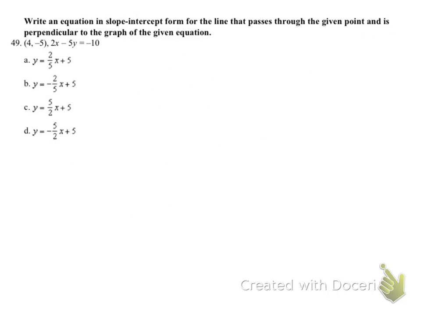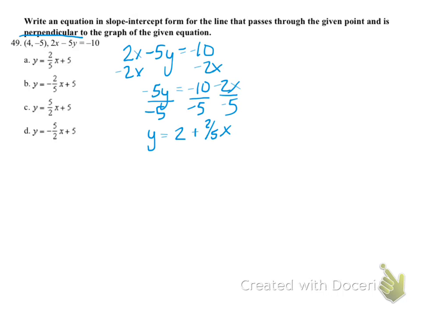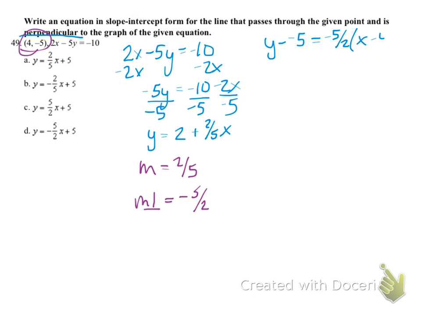Last problem. Write an equation in slope-intercept form for the line that passes through the given point and is perpendicular. Again, I need to find the slope first. Same process as last time. So there's my slope. M is 2/5. So the slope of a perpendicular line is negative 5/2. Now I'm going to use this point, y minus negative 5 equals negative 5/2 times x minus 4.